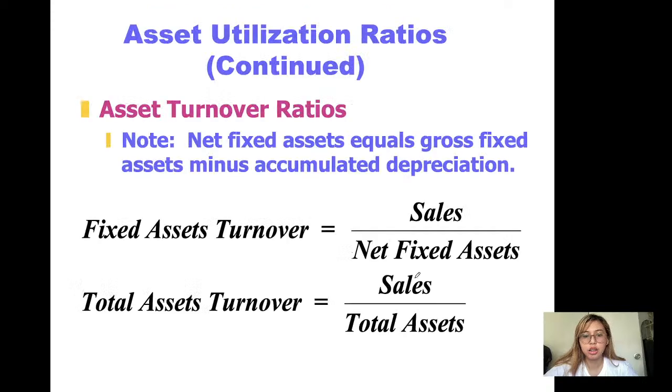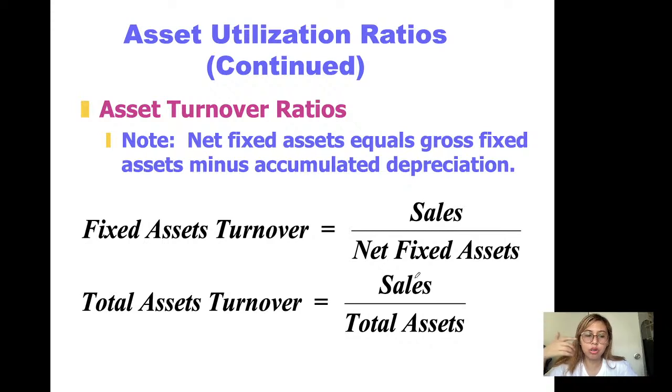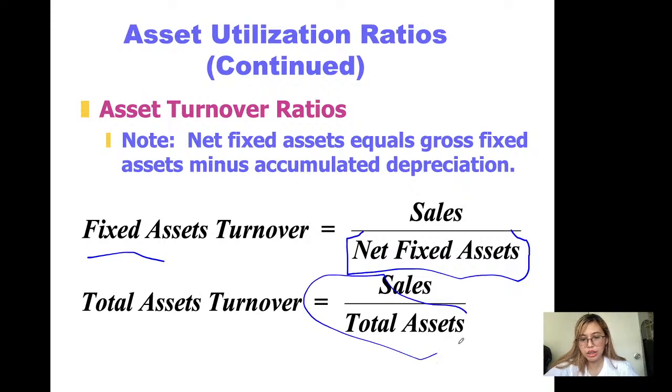Next is the asset turnover ratio. So, this one, we have the fixed asset turnover. So, from the word itself, fixed asset, diba? So, ang sinasama lang natin dito is yung mga nasa fixed assets. And, total assets turnover, syempre, yung total assets.